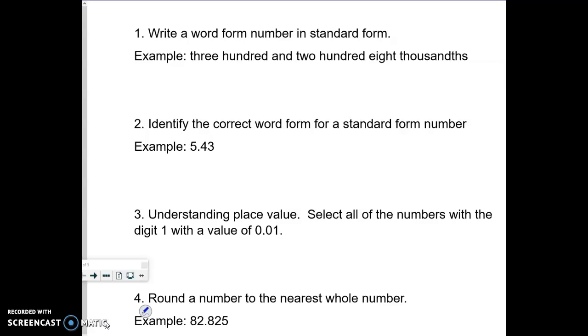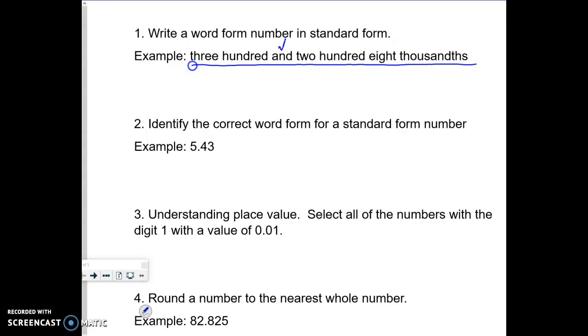Question number 1 says, write a word form number in standard form. Example, meaning we have a word form number that I'm underlining right here. That is a number that is written out in word form, and we need to convert it to what we call standard form. And standard form simply means the normal way we would see numbers, the normal way we would write numbers.